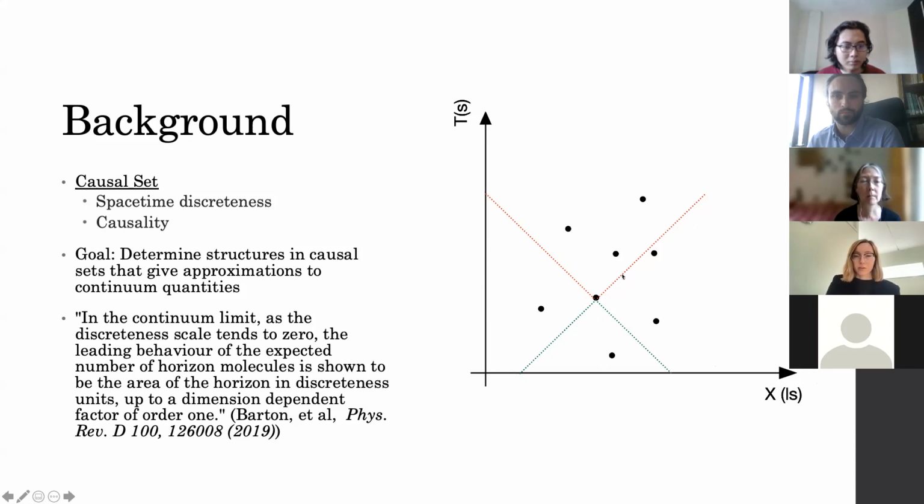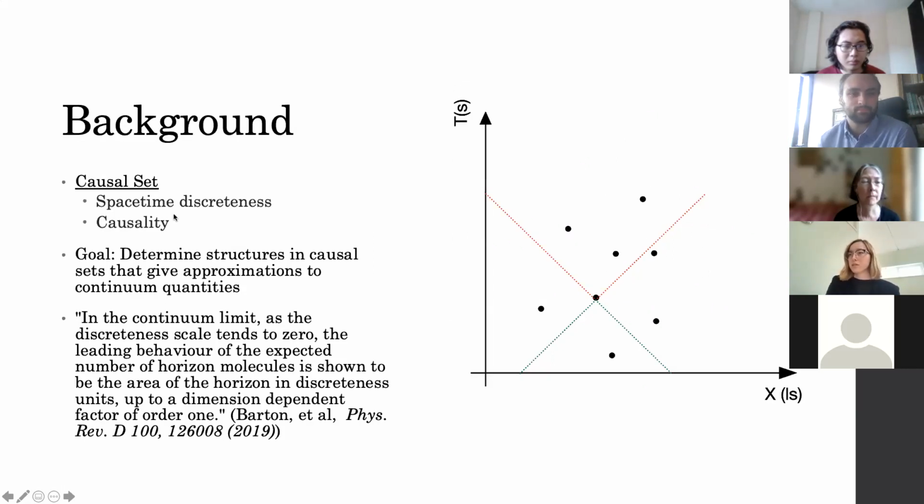dotted lines going through it, and the red lines there correspond to light lines. Everything that's within the red lines is causally related to this point in the future, and everything that's within the green lines is causally related to its past. And then the points that are outside are space-like.